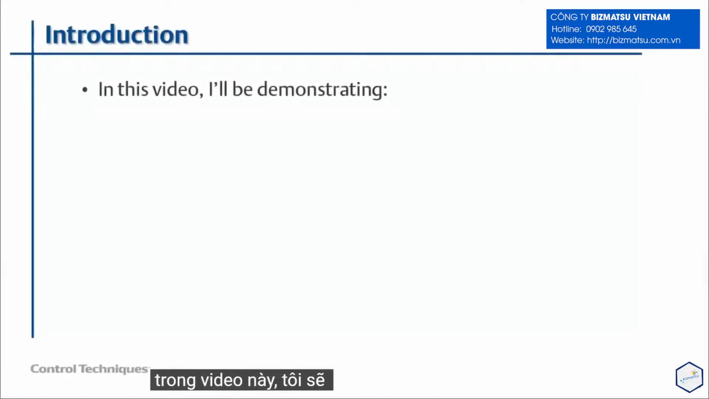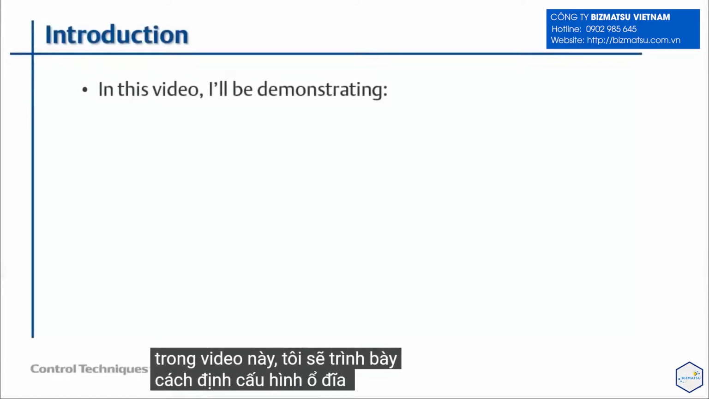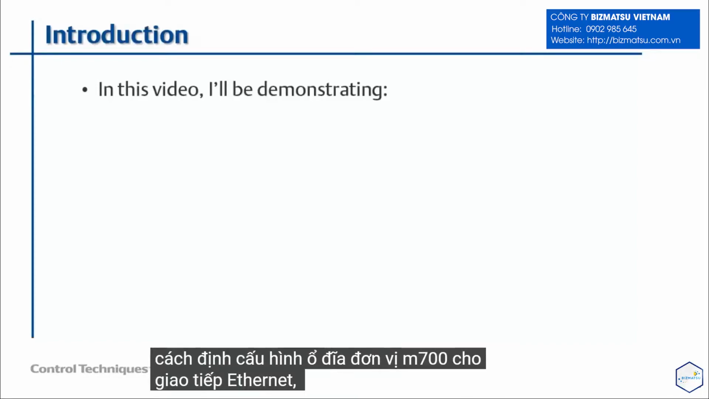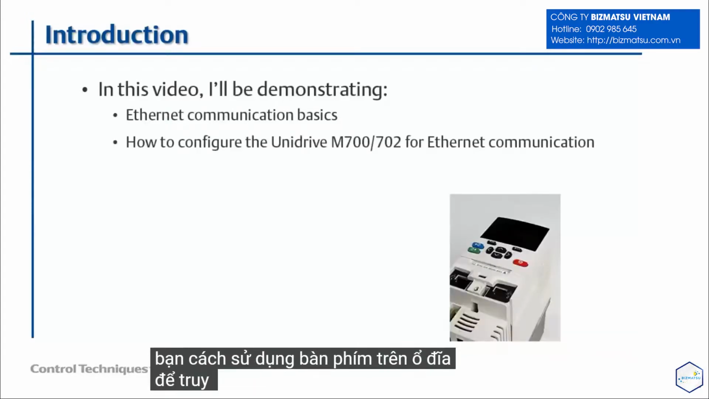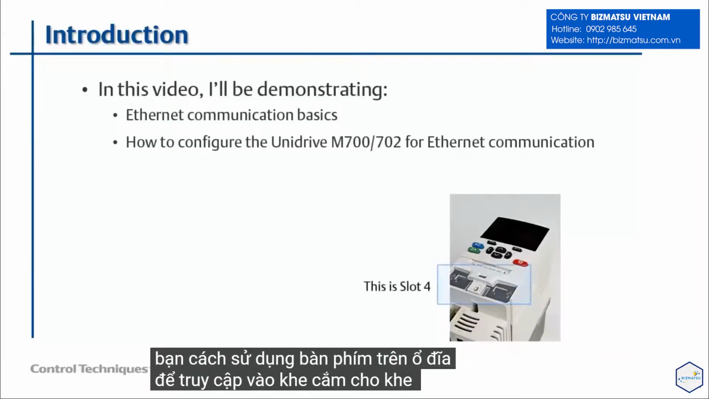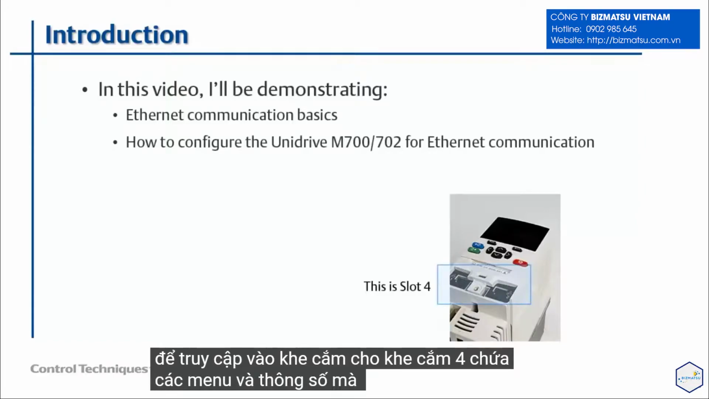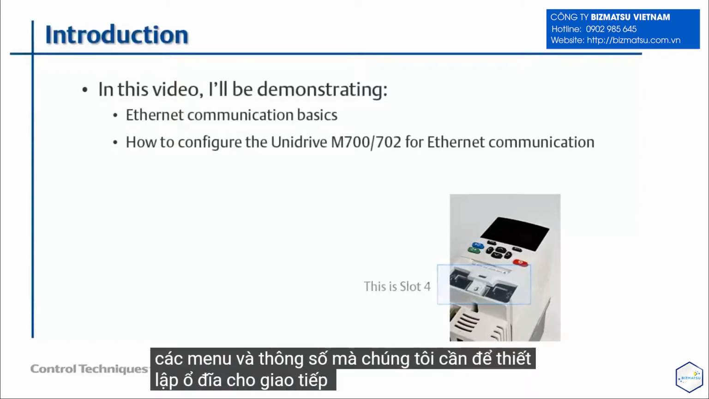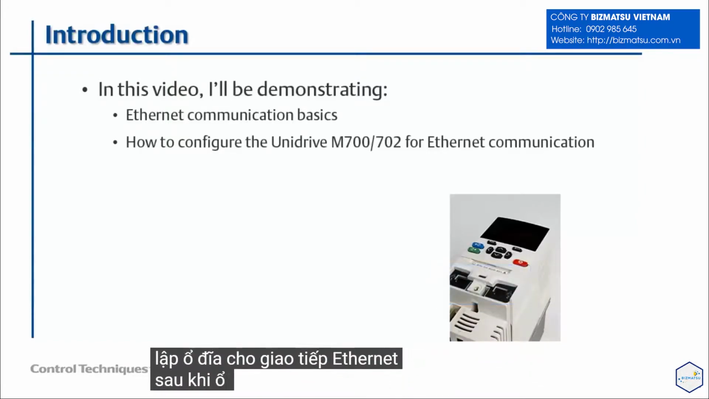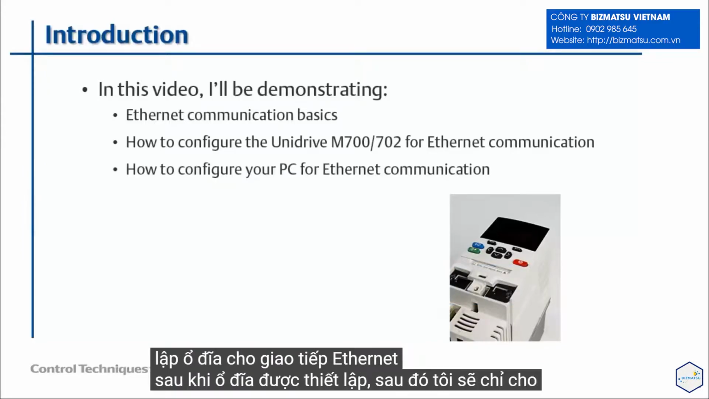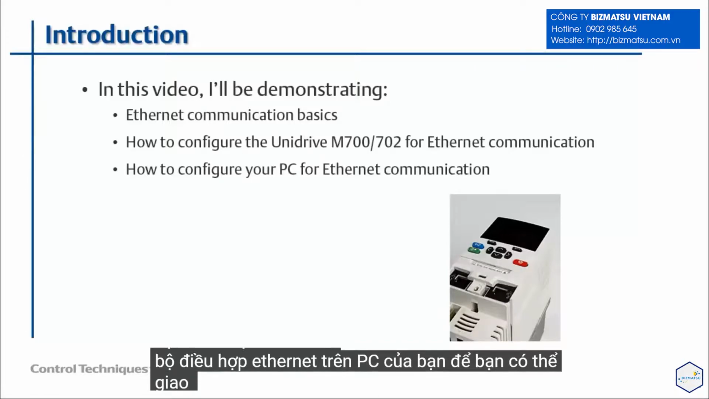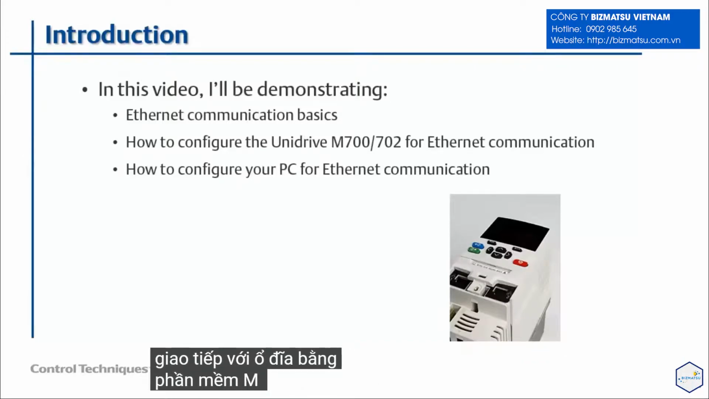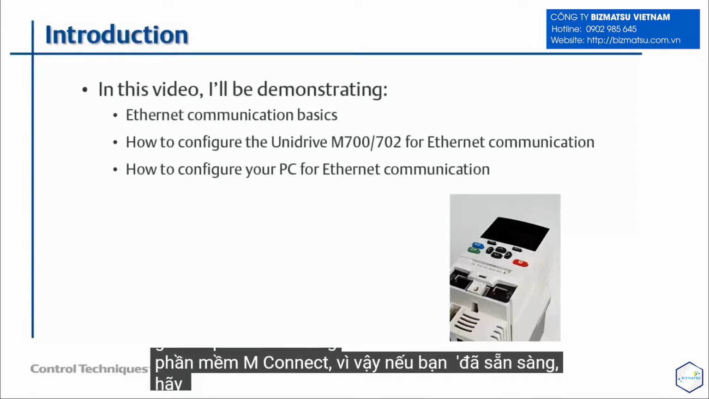In this video, I'm going to demonstrate how to configure a Unidrive M700 for Ethernet communications. We'll begin with some Ethernet basics, and then I'll show you how to use the keypad on the drive to access slot 4. Slot 4 contains the menus and parameters that we need to set up the drive for Ethernet communication. Once the drive is set up, then I'll show you how to configure the Ethernet adapter on your PC so that you can communicate with the drive using mConnect software. So if you're ready, let's get started.